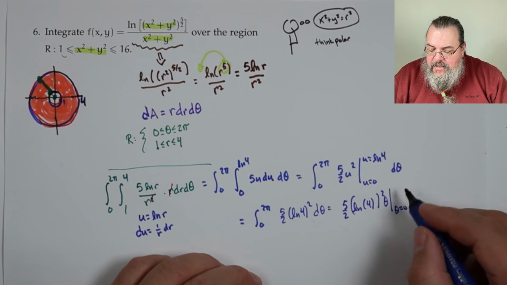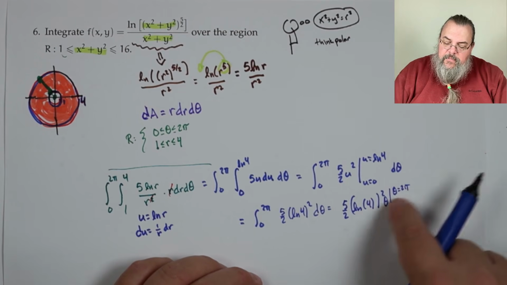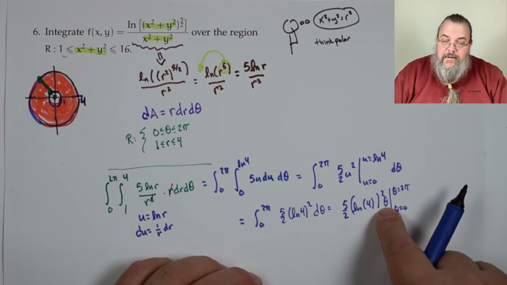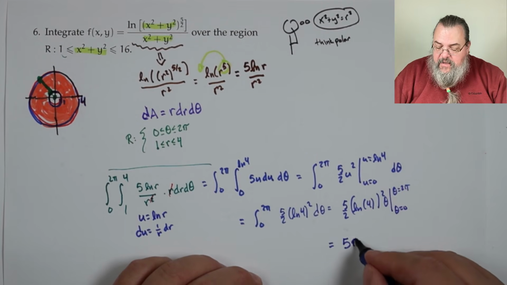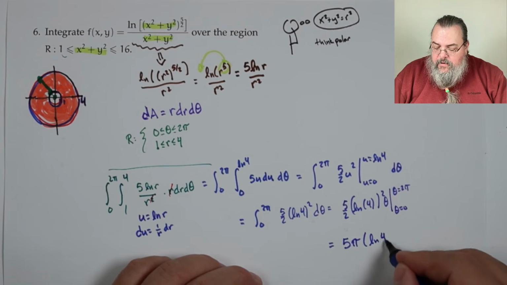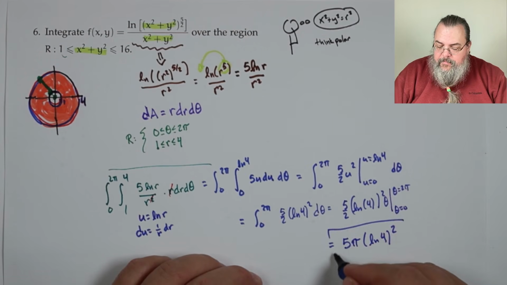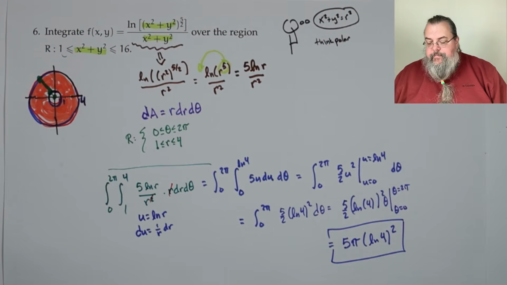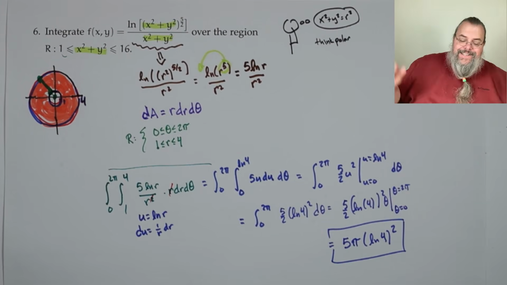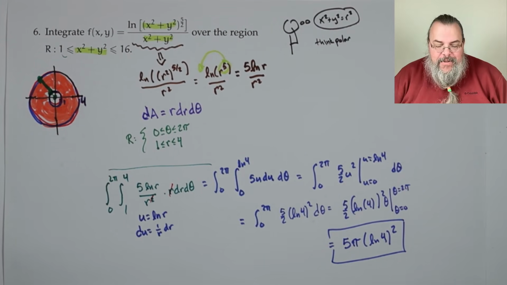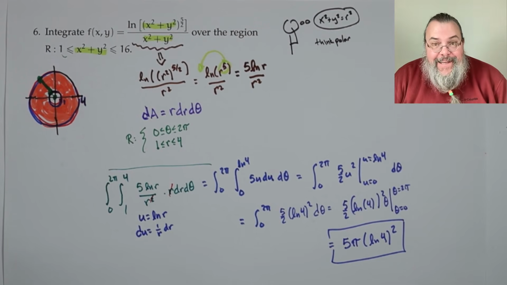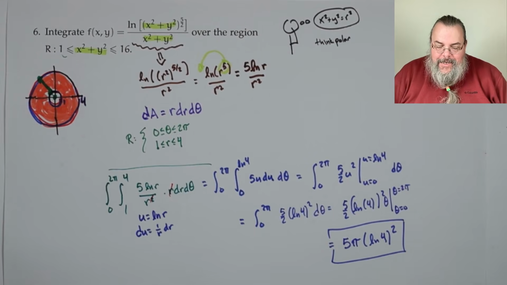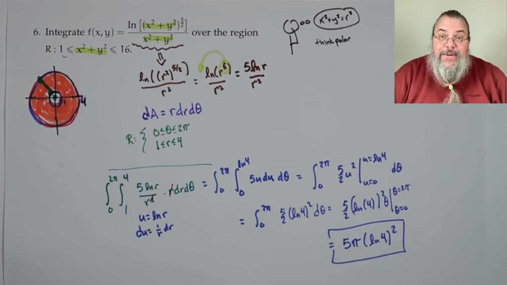Now, there's a theta. Theta equals 0. Theta equals 2 pi. And you plug in 0, you get 0. Plug in 2 pi, and you get 2 pi times 5 halves. Well, the 2's cancel, so you end up with 5 pi log of 4 quantity squared. Compared to some of the other problems, this one, highly desirable. We like this one. All right, good. Okay, let's keep going.